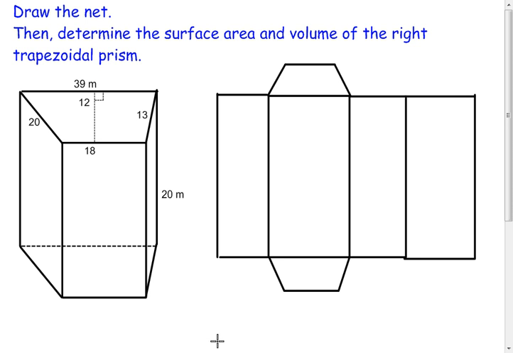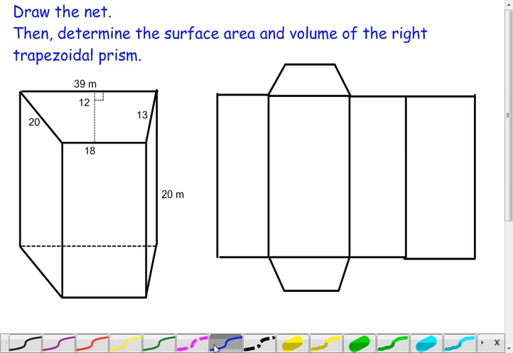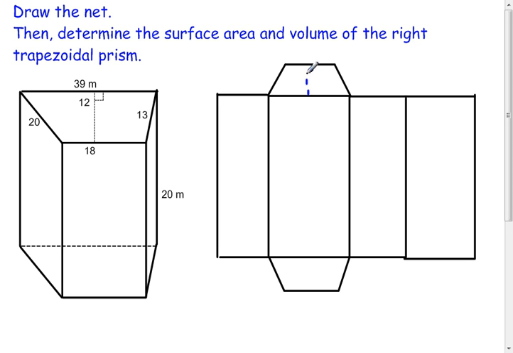There we go. So we need to label this. We have all the numbers here. This trapezoid has a height of 12. So I'm going to put a little dotted line here that's 12. And then the bottom, the long side, is 39. And then the top side is 18. And then this 20 is going to match up over here on the left, and then the 13 is going to match up over on the right.